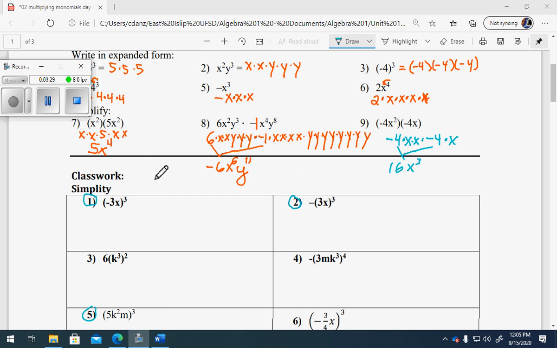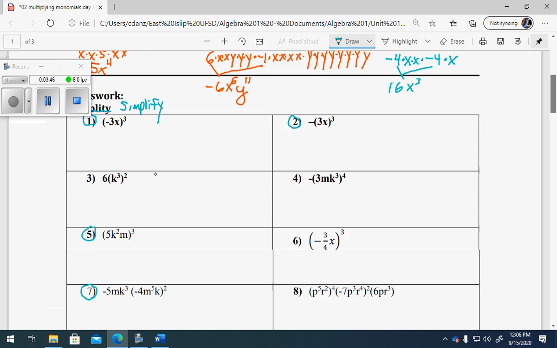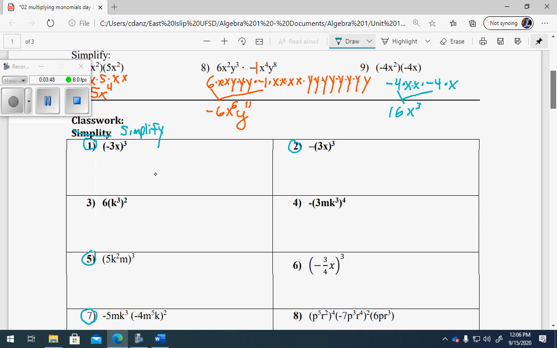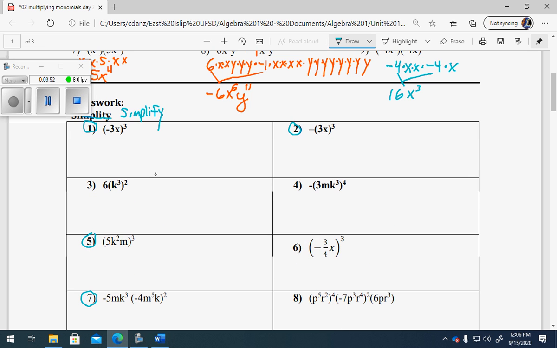So there's a few classwork problems that I want to do with you. I notice that there's like a typo here. This should say simplify. And I circled some problems that I want to do here in the video, and other problems you'll try on your own and then check your answers with me.